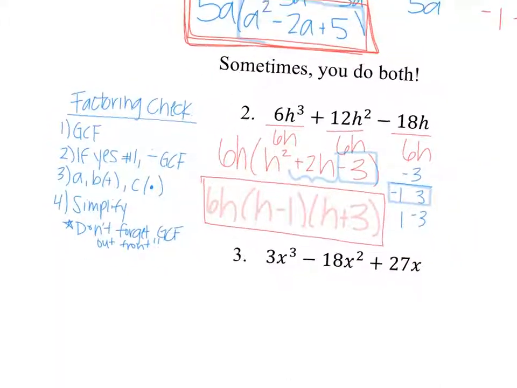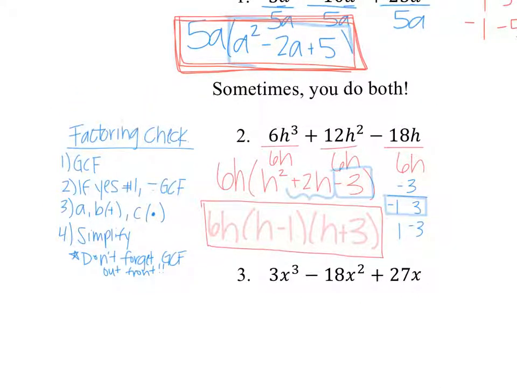Okay, how are we feeling on the GCF part? 3, 2, 1. All right, go ahead and work on 3 and 4 together. And then if you get done with that, you can start working on prep.